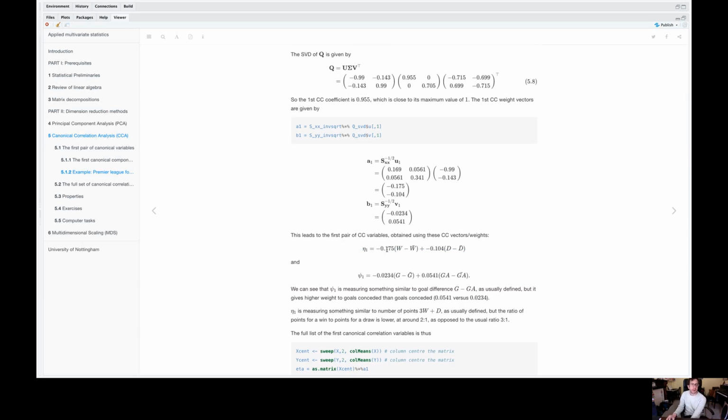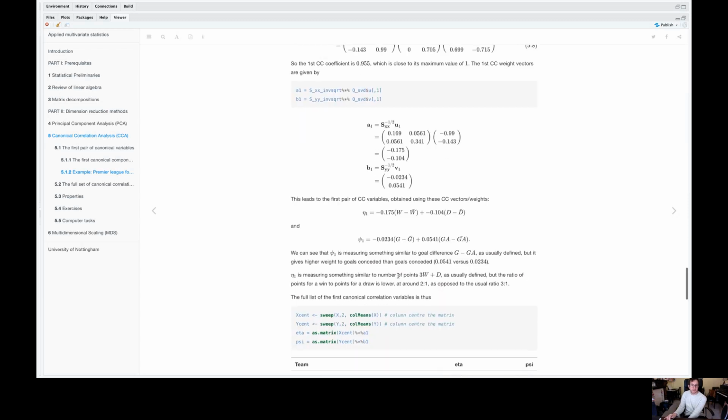So normally in football, you get 3 points for a win and 2 points for a draw. Well, here you're getting something like minus 2 points for a win, minus 1 point for a draw. Okay. So eta 1 is measuring something to do with the overall performance, weighting the wins to the draws.